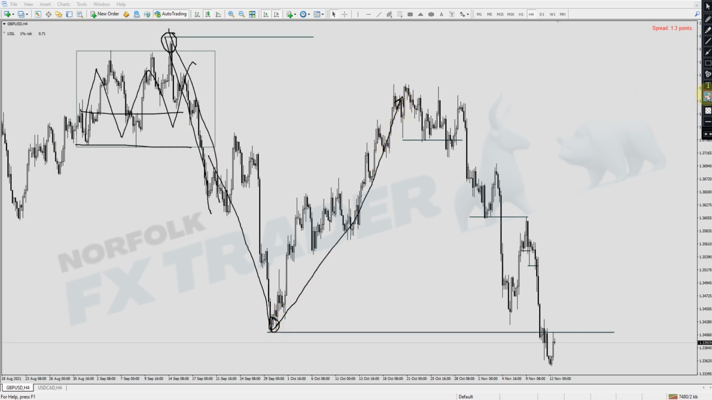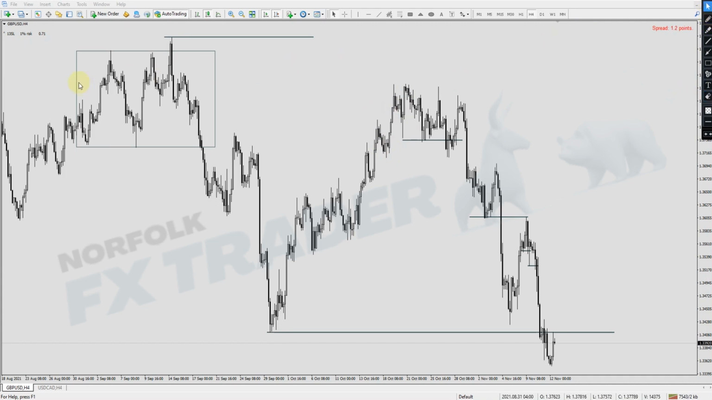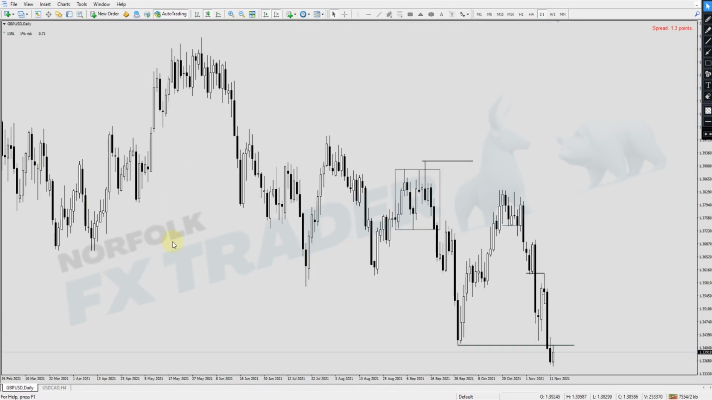Now this is going to be easier to see on a daily, but I want to show you on a 4-hour that you can still see this on different time frames. But back on a daily time frame, you'll be able to see that this is our consolidation. This wick to the upside is where we see that break above, taking these stops in the market, and then we have the break to the downside breaking structure.